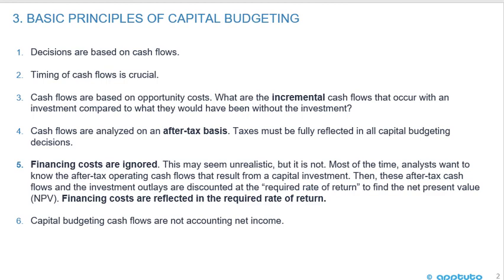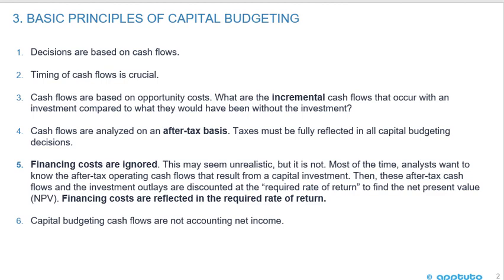Number 4, cash flows are analyzed on an after-tax basis. Taxes must be fully reflected in all capital budgeting decisions. Number 5, this is an important one to understand, financing costs are ignored. This may seem unrealistic, but it is not.